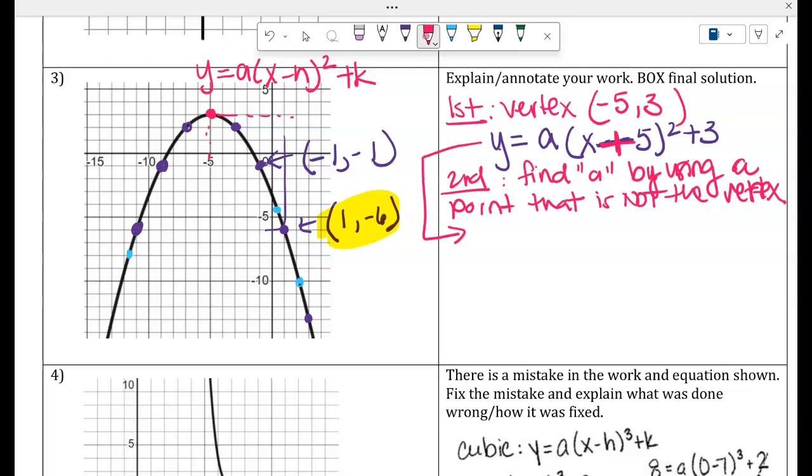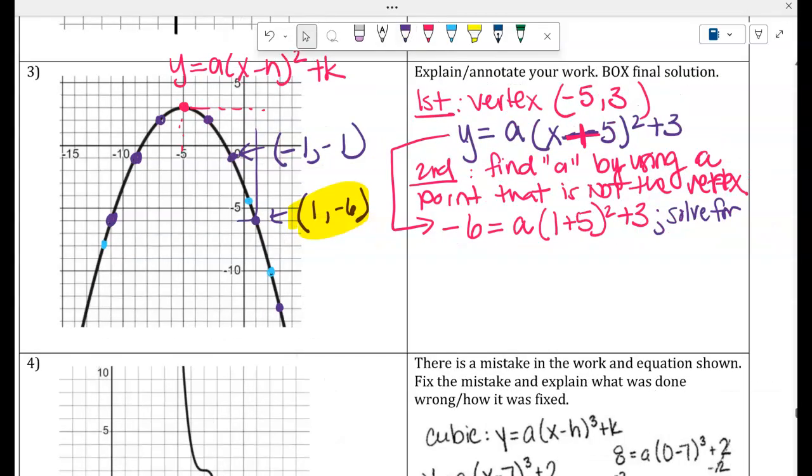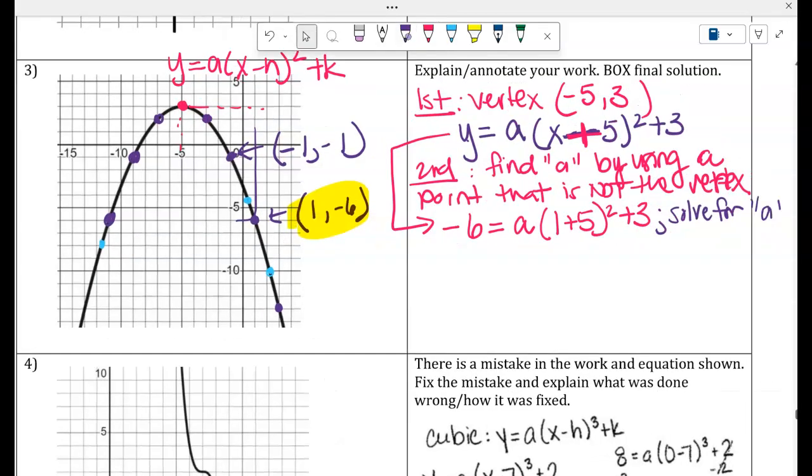So y equals, so that means -6 equals a, which is what we're trying to solve for, times (x is now 1, so 1 plus 5) squared, and plus 3. Your job, guys, is now solving for the a value. Solve for a. Okay, so 1 plus 5, that's 6. 6 squared is 36. So now we have -6 equals a times 36. I'm just going to write 36a, and then plus 3.